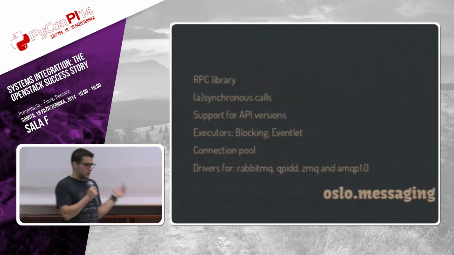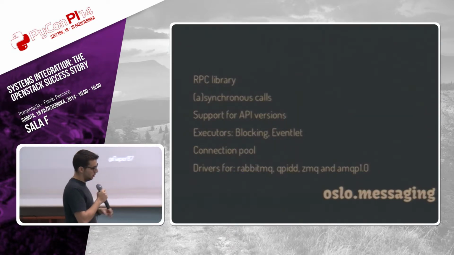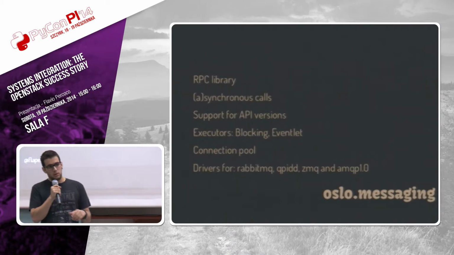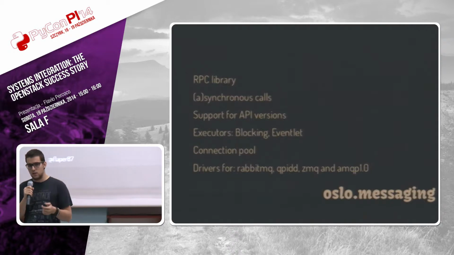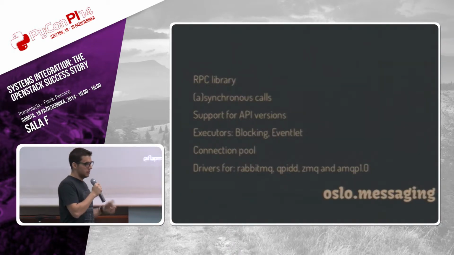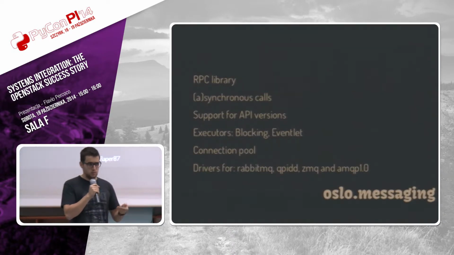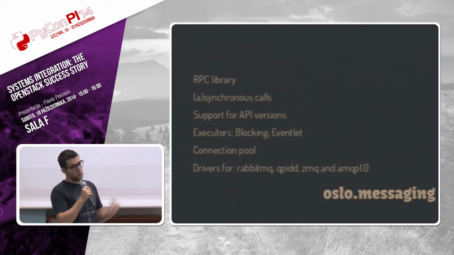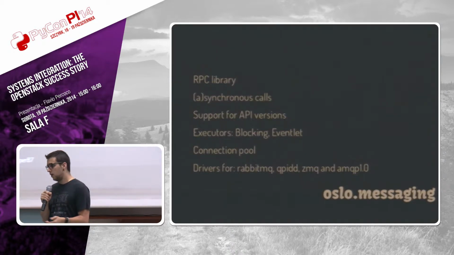It has different executors, which are the ones that actually execute the task. So when service B gets a task out of the message queue, it will process that task in one of these executors. You have blocking executors, which means it just blocks every time it runs, or you have ones based on eventlet, and we're working on ones based on asyncio.